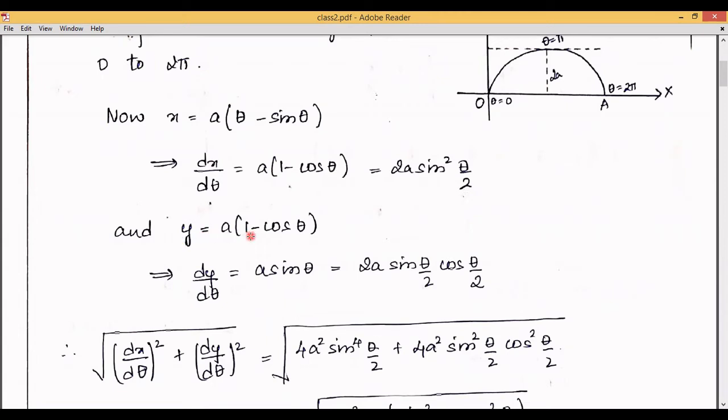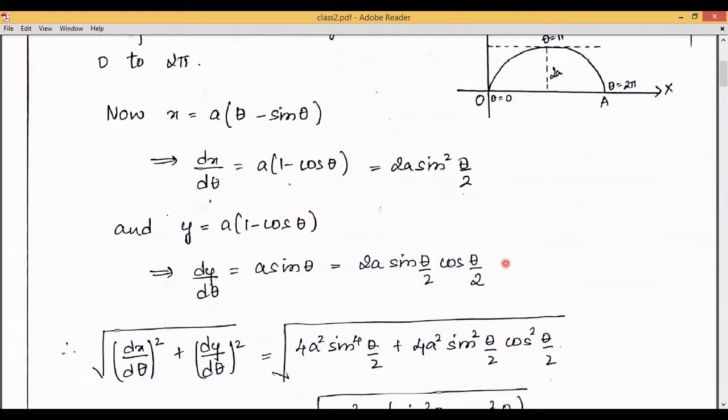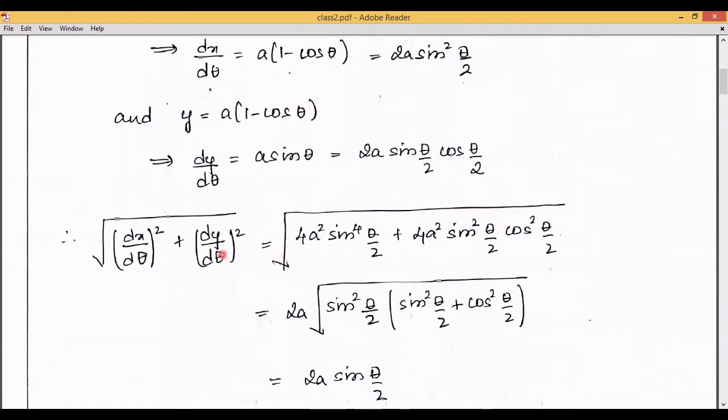Given y is equal to a into 1 minus cos theta, differentiating that with respect to theta, it is equal to a into derivative of 1 is 0, derivative of minus cos theta is minus of minus sine theta. See, the derivative of cos theta is minus sine theta, and with that minus becomes plus. So a sine theta, and that is equal to a into 2 sine theta by 2 cos theta by 2. Okay, so I'll use these two in this formula, so that it becomes root of 4a square sine power 4 theta by 2 plus 4a square sine square theta by 2 cos square theta by 2.